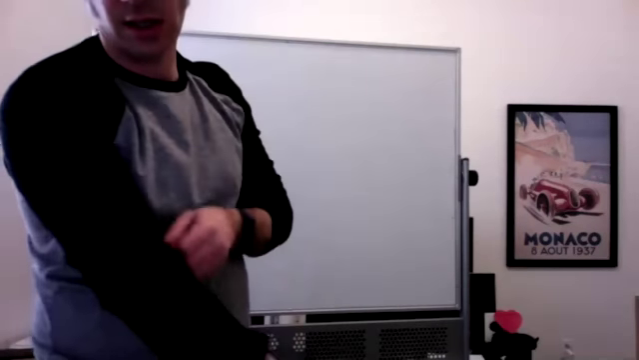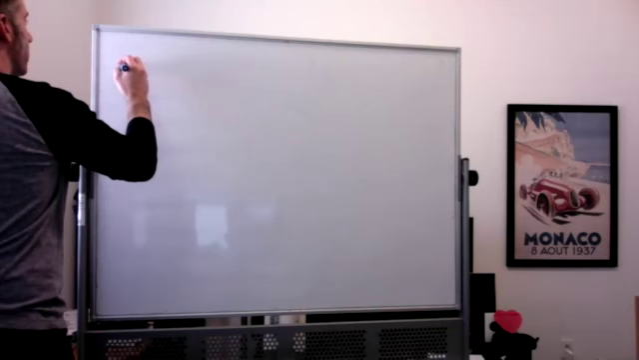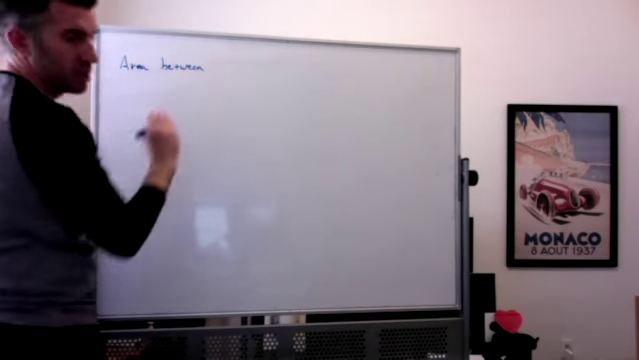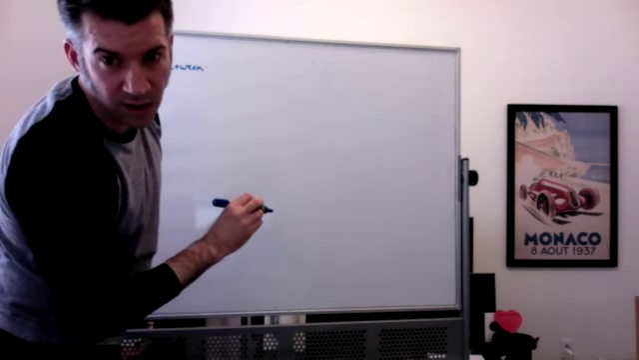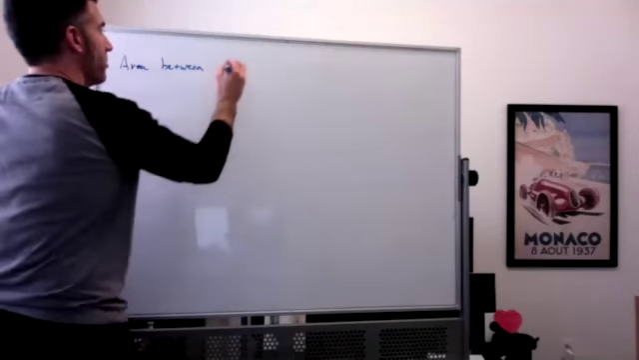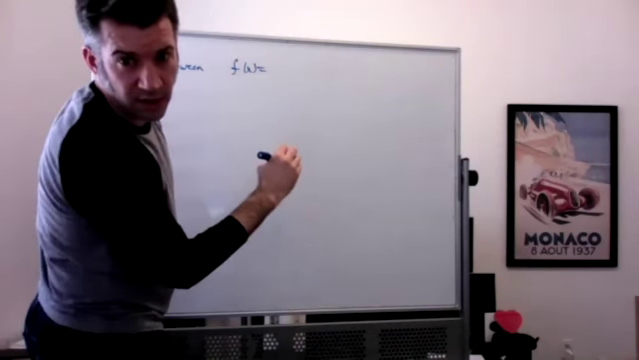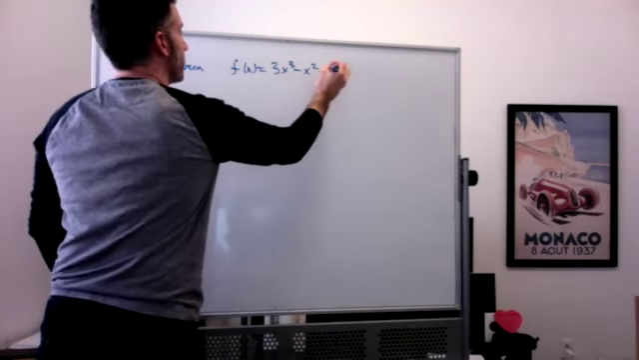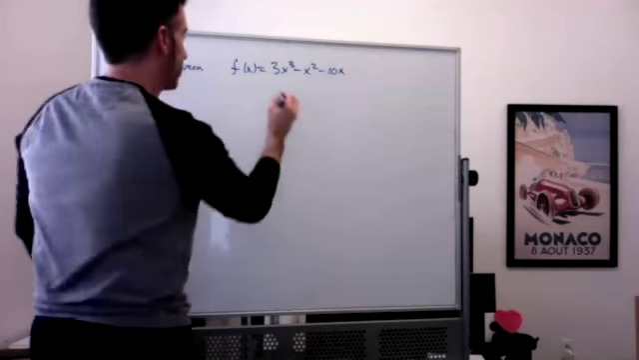Definitely. Okay, cool. Let's look at this one. I want to find the area between these two graphs. And hopefully, this is not terrible. Okay. f of x equal to 3x cubed minus x squared minus 10x, and g of x equal to negative x squared plus 2x.